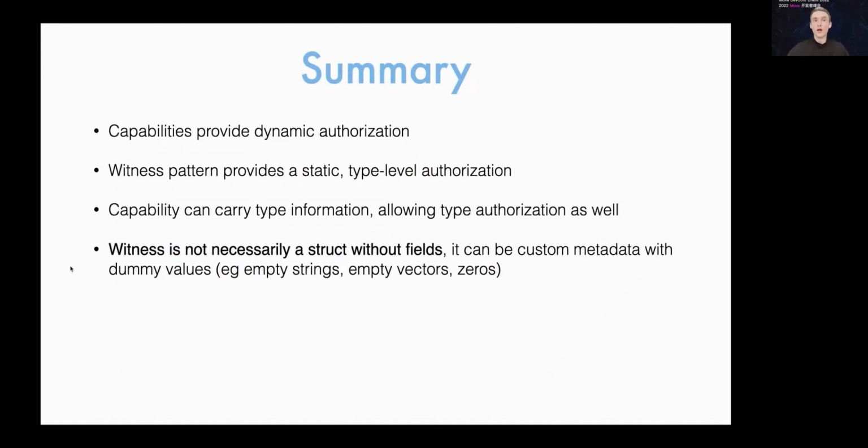So a capability also can be created through a witness, and so capability now mixes 2 things in it. It can be used to create these witness T types while also being a capability. So we can have a full mix of authorization types in Move. And lastly, a witness is not necessarily a struct without fields. So we can have witnesses with fields which can have some meaning if needed.